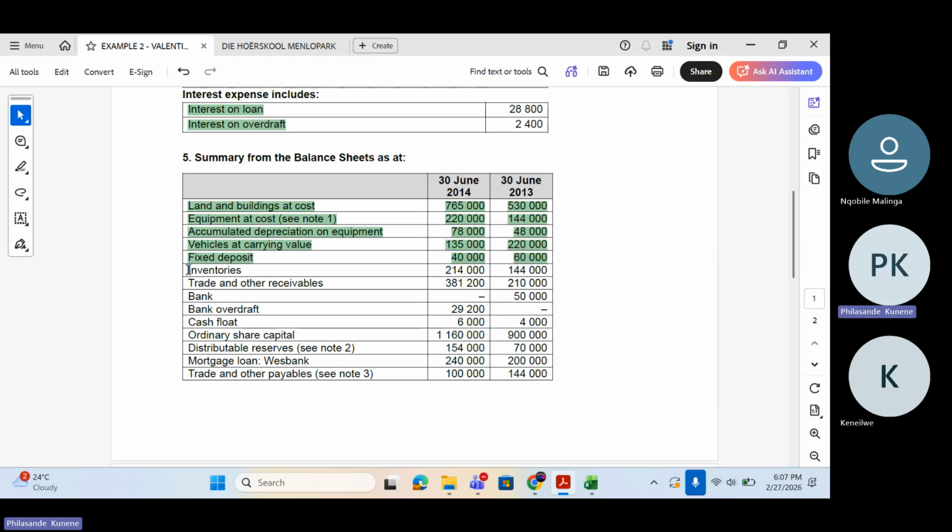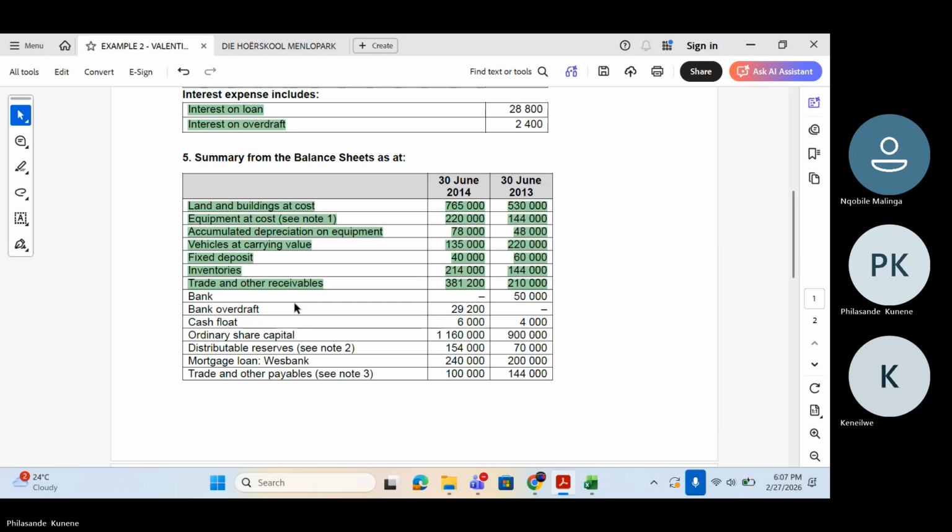Investing activities. Inventories, we dealt with inventories. Trade and other receivables, we dealt with that, which is like investing activities. And then we have inventories and receivables that come from the changes in working capital. Okay.